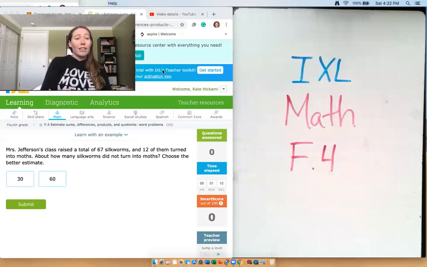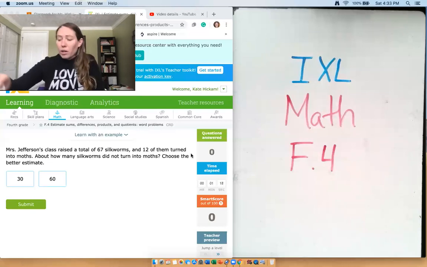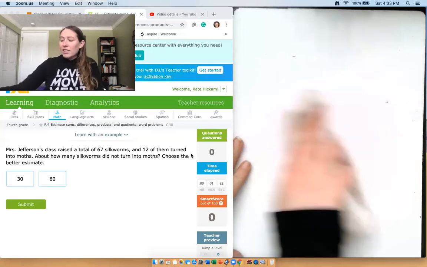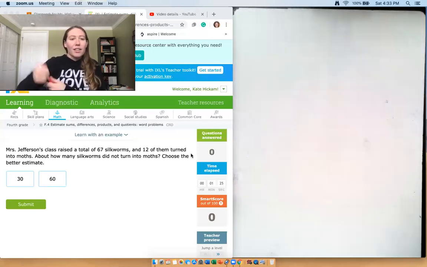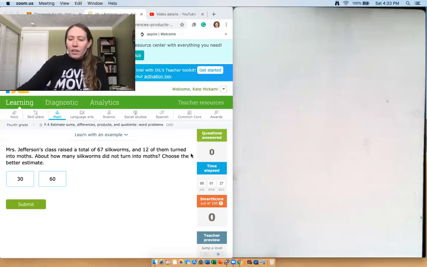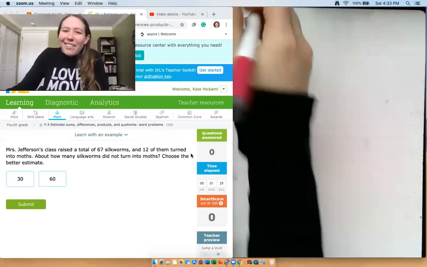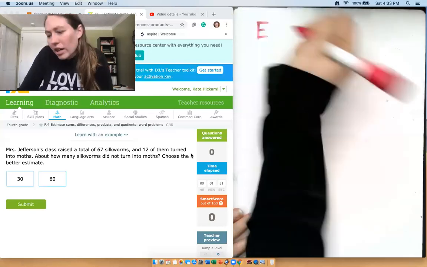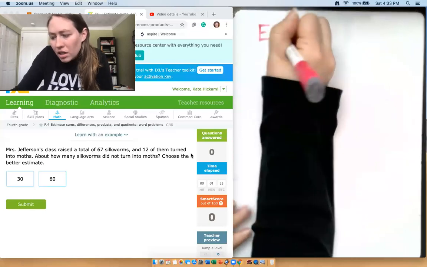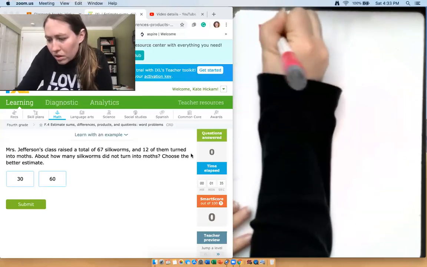Today I just clicked on the link in the assignment and it brought me to this page, F.4 Estimate sums, differences, products, and quotients with word problems. There's some keywords to pull out of there. First is estimate. That means round, remember? So I'm gonna just have like a little bit of a cheat sheet that I create. So estimate equals round.